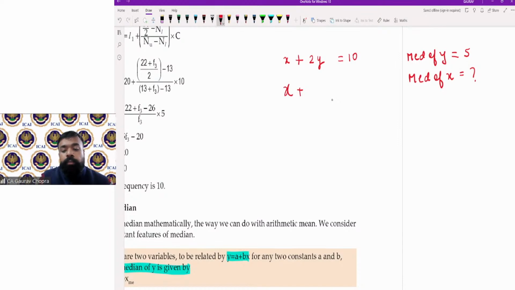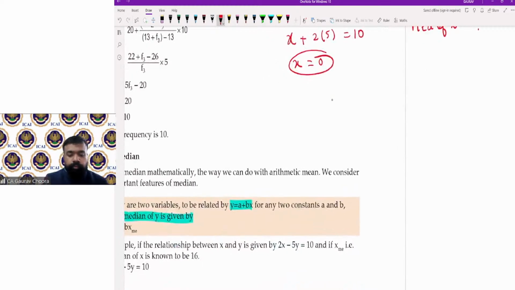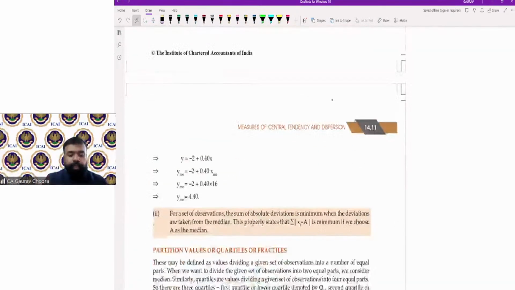x plus, put the value of y, that is 5, equal to 10. So you will get x equal to 0. So your answer is 0. तो अगर x का मीडियन पता है, x की वैल्यू पुट कर दे तो y का निकल जाएगा. y गिवन है, y सब्स्टिट्यूट करें तो x का वैल्यू निकल जाएगा. So you can easily calculate in this manner. So this is the first property.